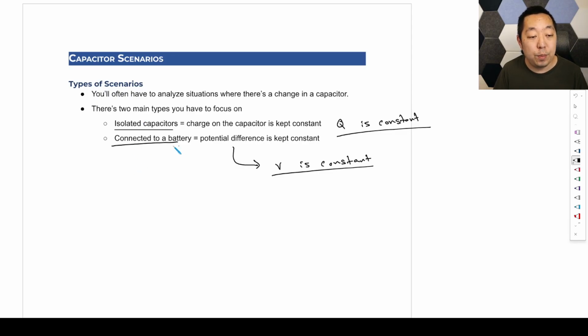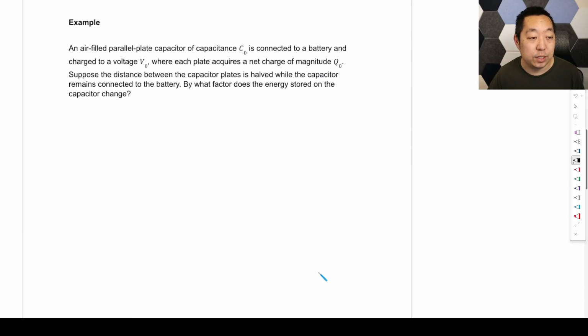And if it's connected to a battery, and we'll talk about this more when we get to circuits, batteries provide a set potential difference across them. So then the voltage is constant across them. I use the word voltage, same as potential difference, so you'll hear that term when we get to circuits. So the potential difference is kept constant there. So let's look at some examples. That's pretty much all there is to it.